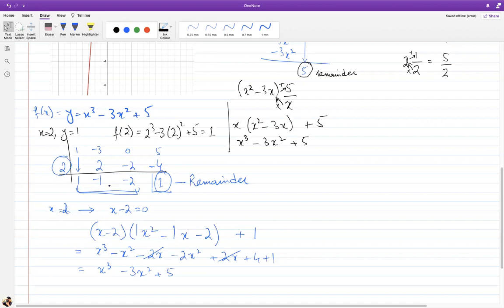So that brings me to the remainder factor theorem. The remainder factor theorem says that whatever value of x you have, if you divide the equation by that, then the value of y you get is the same as if you were to put the value here.